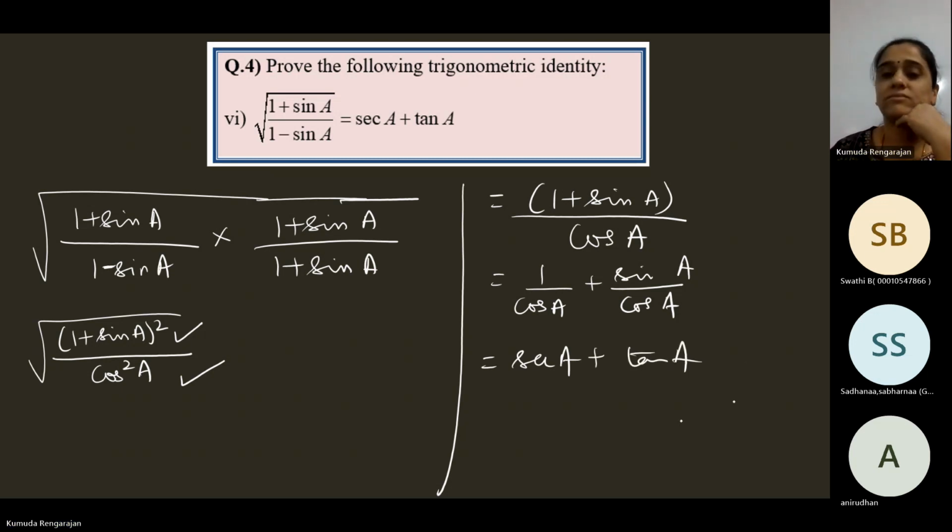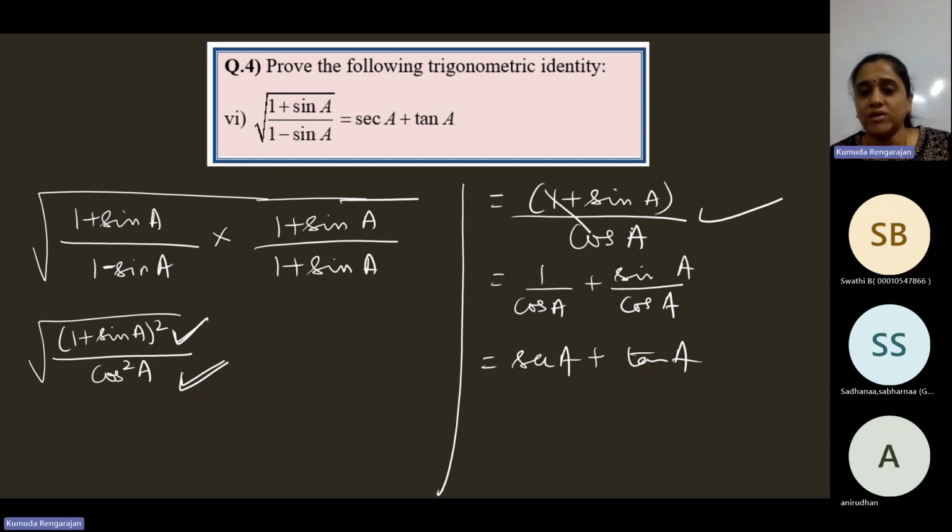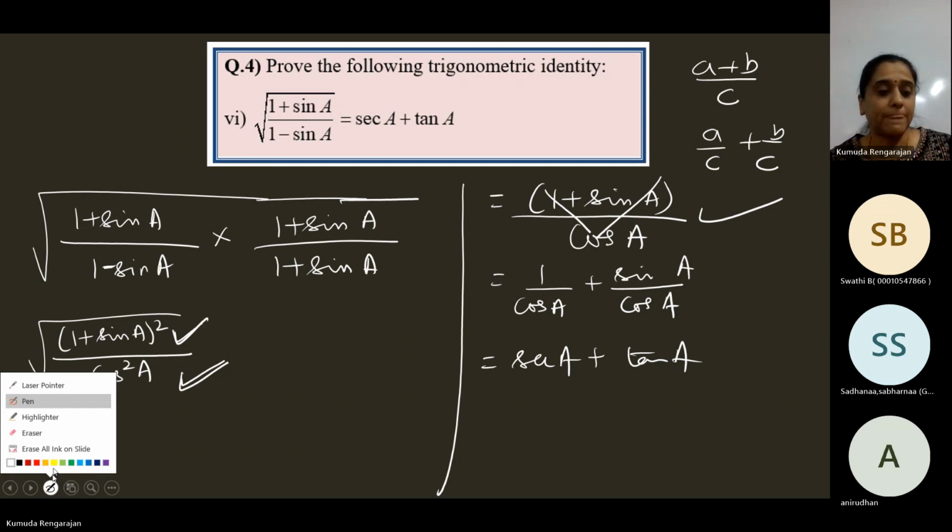All right, that's it. So remember, if you have to get rid of the square root symbol, the expressions must be perfect squares. Only then you can get rid of the square root symbol. So we made them perfect squares, and now we've got rid of the square root symbol. Then divide like this: if you have A plus B by C, you can write it as A by C plus B by C. 1 by cos A plus sin A by cos A, so secant A plus tan A.